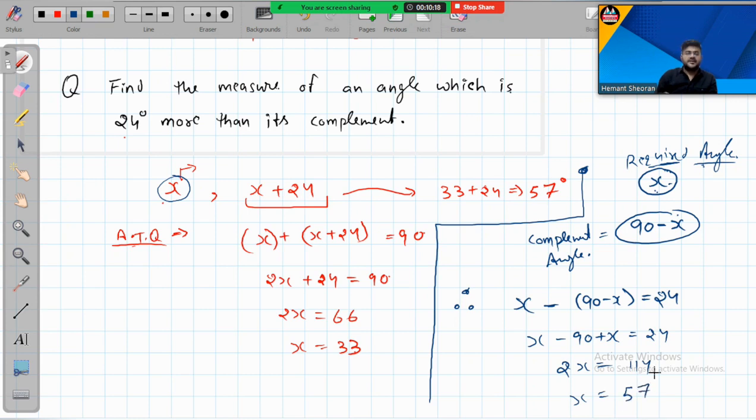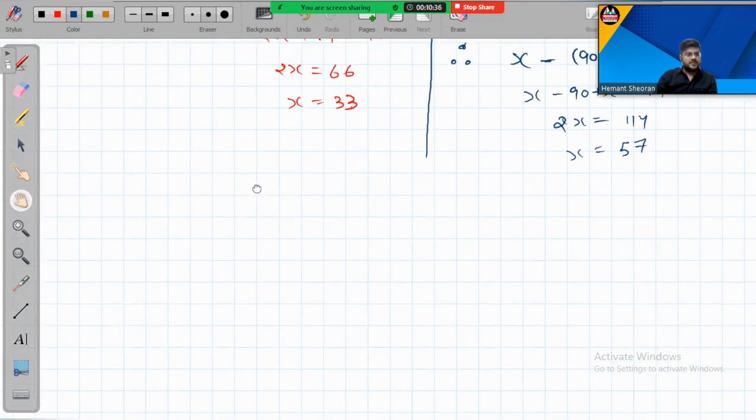And another way can be the way you were thinking. If the required angle is x, the other angle comes out to be x minus 24, and then you add them both and make it 90. Get it? Yes. Good.